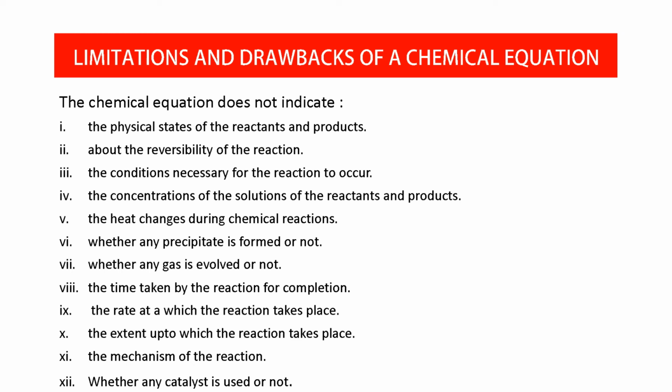Time taken by the reaction for completion, the rate at which the reaction takes place, the extent up to which the reaction takes place, the mechanism of the reaction, whether any catalyst is used or not. We can't get all this information from the chemical equation. So these are the limitations of the chemical equation.